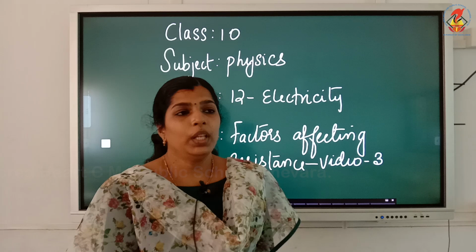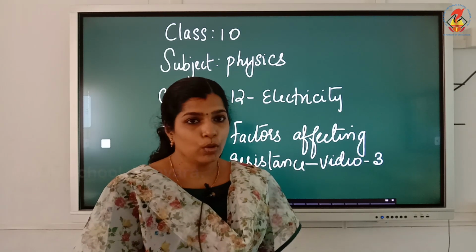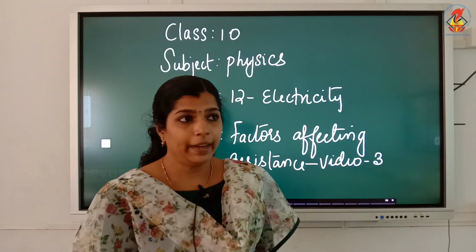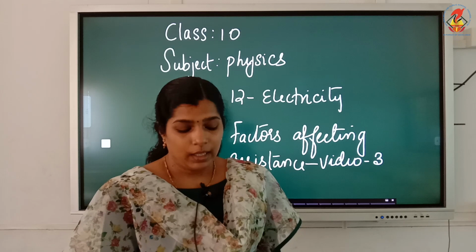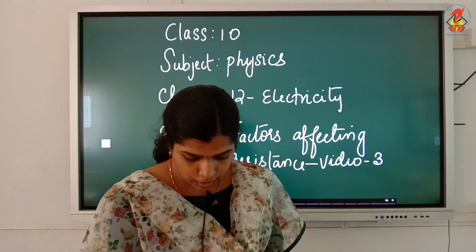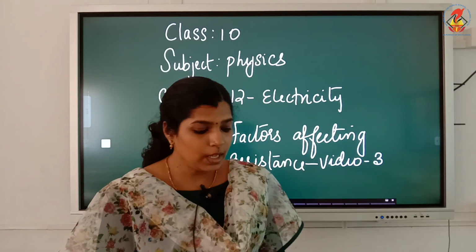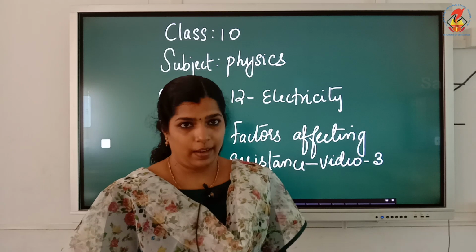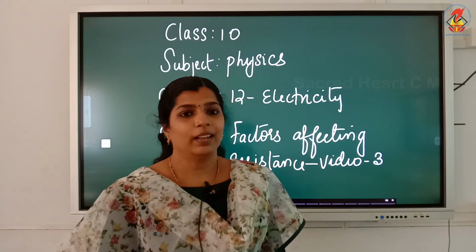Then, when the thickness of this nichrome wire is increased, the current is also doubled, or the current is increased. So, we conclude that the resistance of the conductor depends upon the area of cross section. That is, the resistance of the conductor is inversely proportional to the area. Means as area increases, the resistance will decrease.